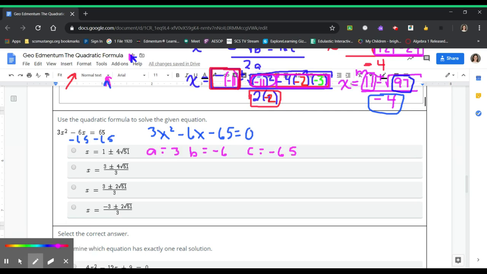Okay, so picking out the A, B, and C values, hopefully you got 3 for A, -6 for B, and -65 for C. So we're looking to see which quadratic formula they use to solve the equation. Now we need to take what we have right there and plug it into the quadratic formula. So go ahead and plug that into the quadratic formula, and we'll see if we match.